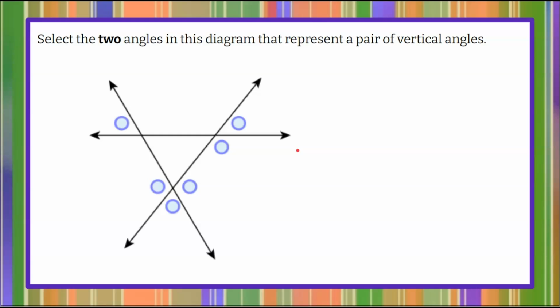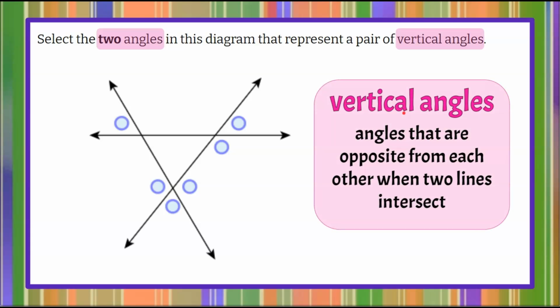Good luck. Welcome back. Once again, we're going to select two angles from this diagram that represent a pair of vertical angles. Before we begin, let's review the definition of vertical angles. Vertical angles are angles that are opposite from each other when two lines intersect.